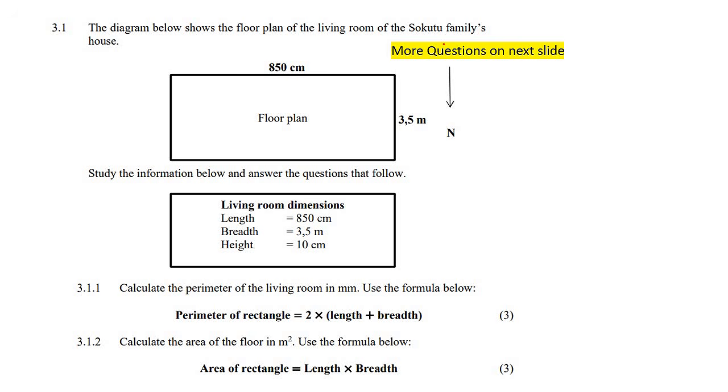Okay, so the diagram below shows the floor plan of the living room of the Sokutu family's house. So this is looking at it from the top. This is their floor plan. Study the information below and answer the questions. The length is 850. The breadth is 3.5 meters. Please keep in mind, this is in centimeters. This is in meters. And then the height is 10 centimeters.